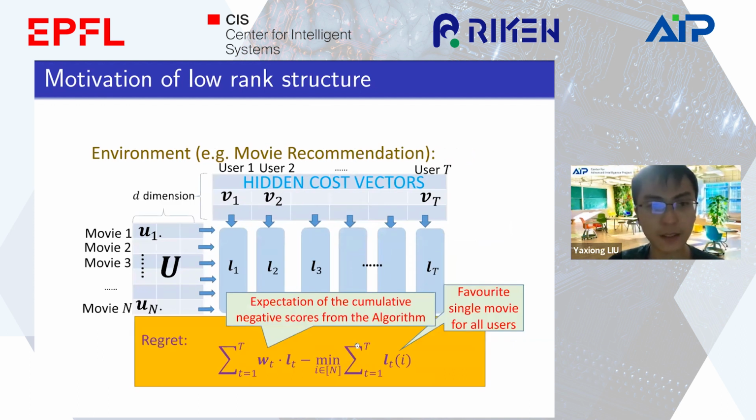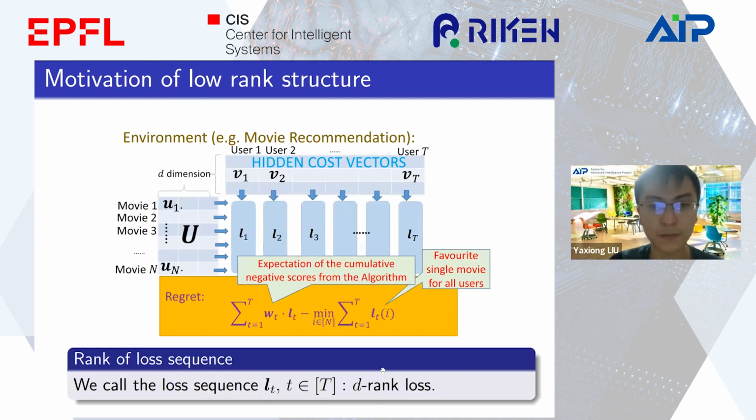So in this case, if the environment is this way, the regret can now be seen as the expectation of the cumulative negative scores from the algorithm compared with the favorite single movie for all the users. Now, as we mentioned before, although there are n movies, there are only d different factors for these movies. So we can call the loss sequence L_t, t from 1 to T, a d-rank loss.